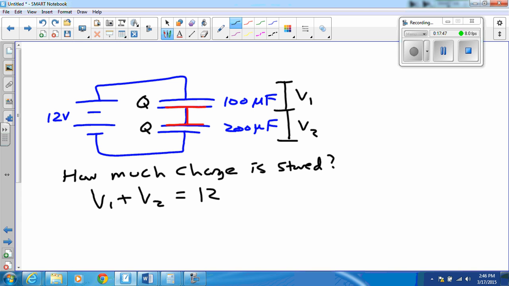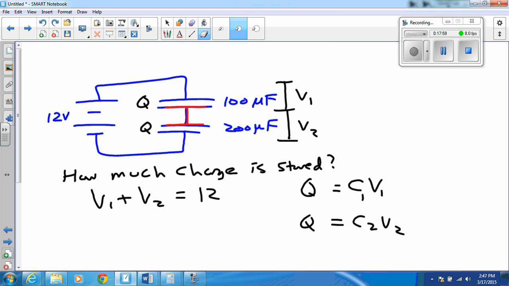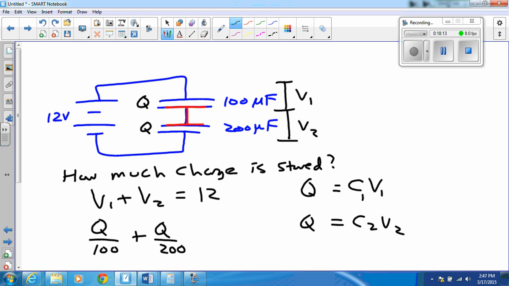Okay. So now, what is this V1 and what is this V2? Well, I don't know the amount of charge, but I do know that Q is equal to CV, right? So Q is equal to C1V1, and it is also equal to C2V2. And that means that I can replace V1 with Q over C1, or Q over 100, and I can replace V2 with Q over C2, which is Q over 200, and that's equal to 12.